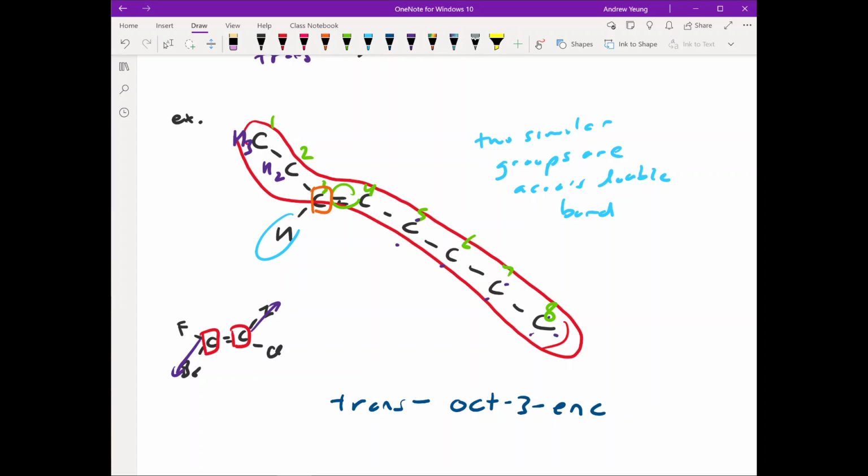Specifically for the 2 carbons involved in the double bond, they should specify exactly which way those two hydrogens are pointed. If they're across, trans, if they're on the same side, cis.